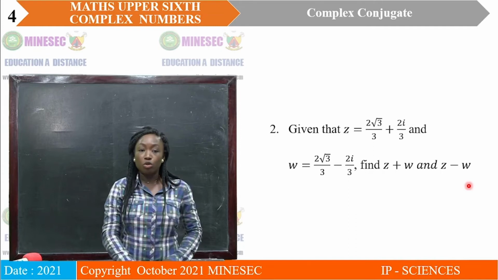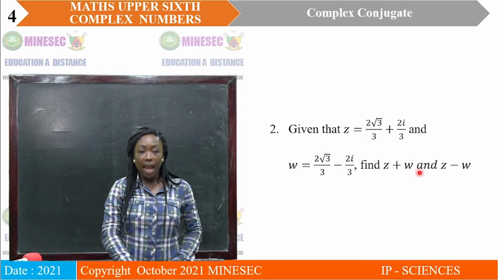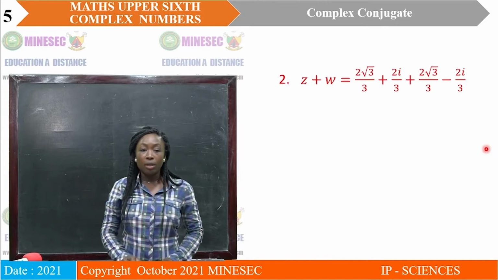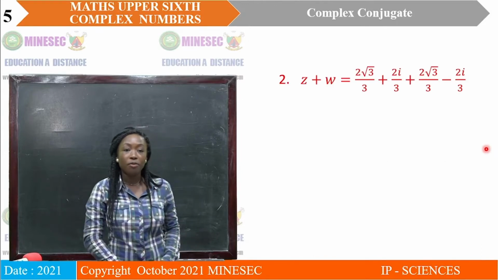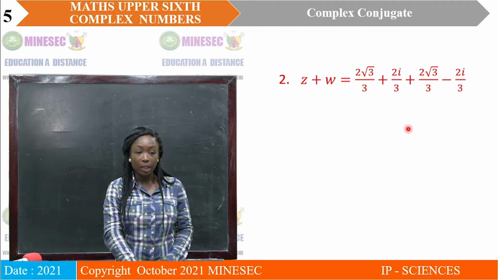What you simply need to do is replace, where you see Z, Z by the complex number, and W by the complex number that has been given. So doing that, we're going to have 2 root 3 on 3 plus 2i on 3 plus 2 root 3 on 3 minus 2i on 3.